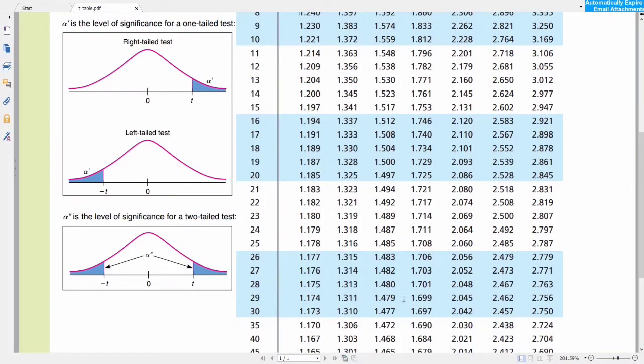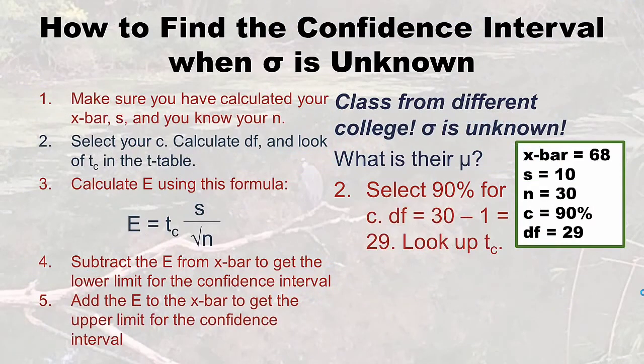And now hold that thought. Remember this number, 1.699. All right, we're back. We looked up t sub C. That was a lot of work. So here it is, t sub C, 1.699. Okay, we did step 2. Now we can move on to step 3 because we have all our ingredients.